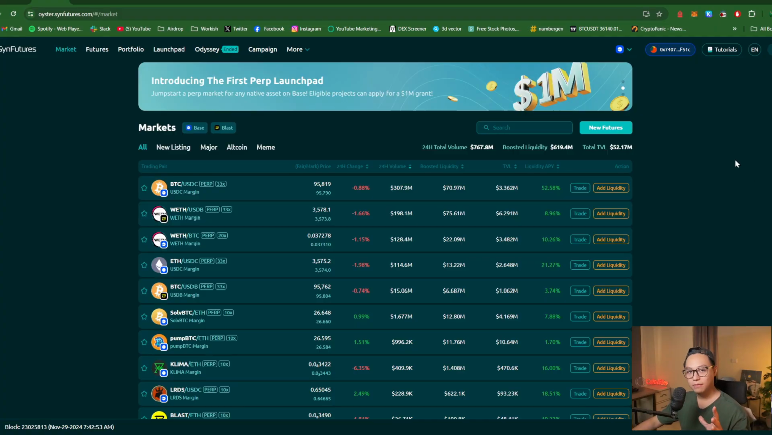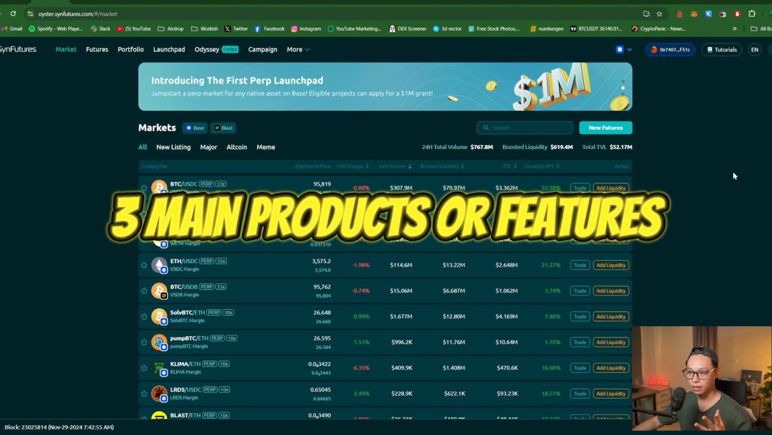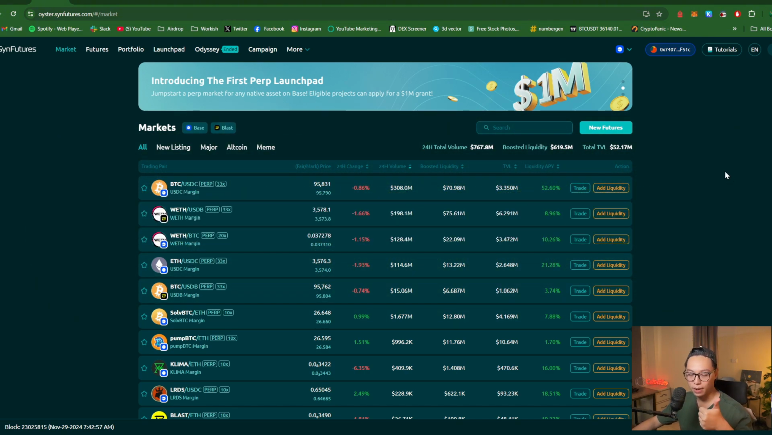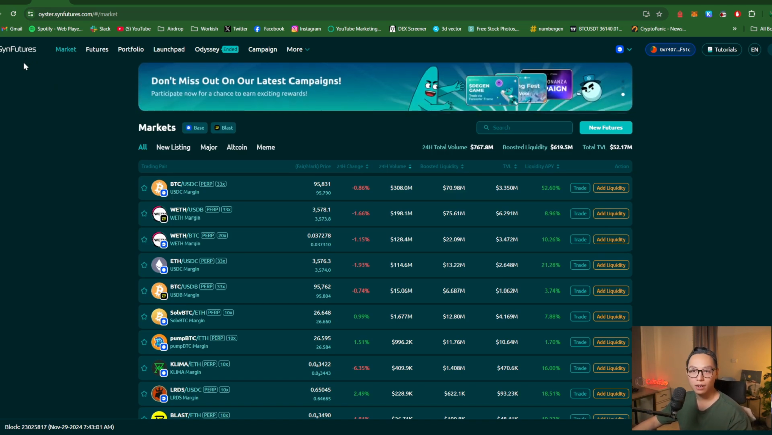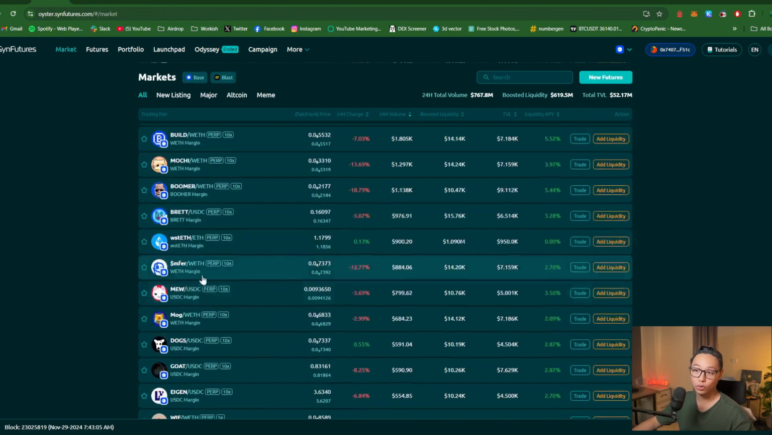Alright, that is some of the brief information about SynFutures. Now let's dive into how they work in detail. Again, SynFutures has 3 main products or features. The first one is the perp desk. The way that you access the perp desk is very simple. Just click on the website of SynFutures, click on the market, and you can see that there are a ton of trading pairs available.